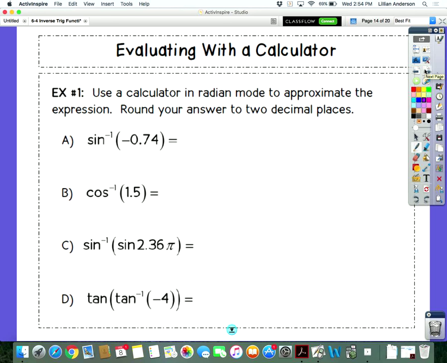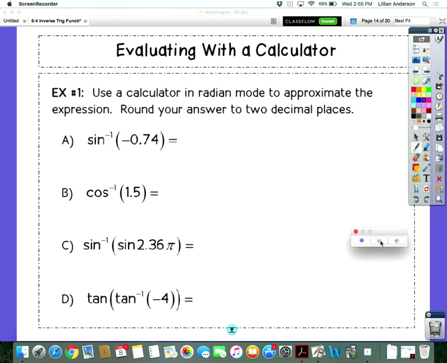Alright, so we're going to evaluate these. Some with the calculator, just so you can get some practice. This is actually super simple. And then some without the calculator. The ones without are going to be the ones that you really need to know how to do. So quick. Grab a calculator. Make sure you are in radian mode.